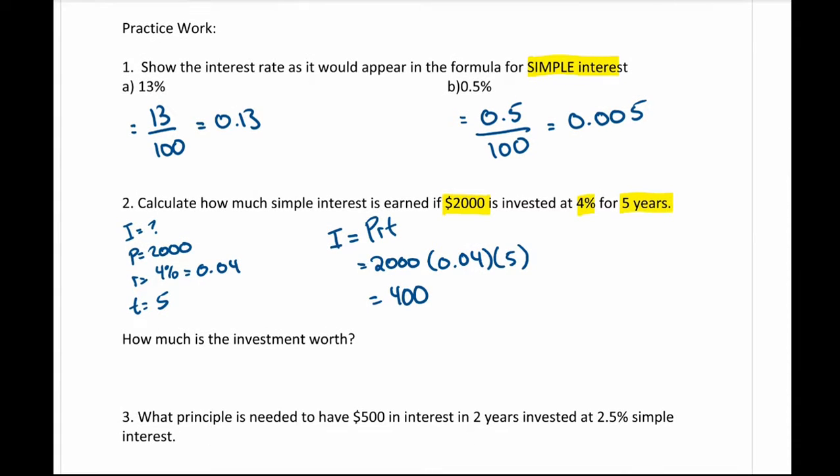The second part of the question, how much is the investment worth? Well, that's the total amount. So essentially what we're looking for is the future value, or A, which is equal to your principal plus the interest. So in this case, A equals 2,000, which is what we started with, plus 400, which is what we earned in interest. So in the end, we have a total of $2,400.